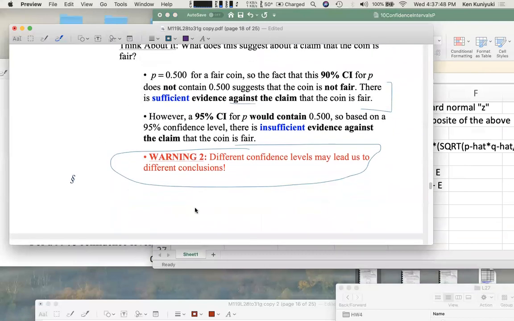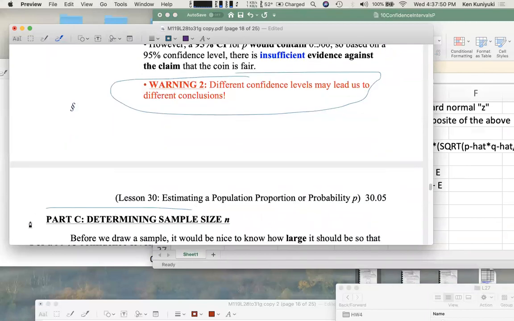Next up, what sample size do you need in order to get a confidence interval of a certain margin of error, certain half width? Next time.